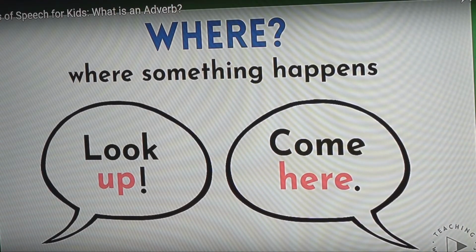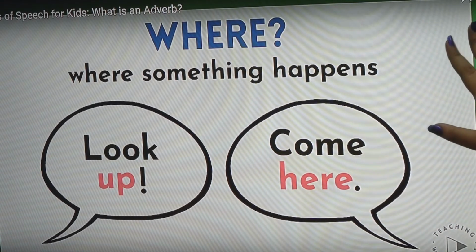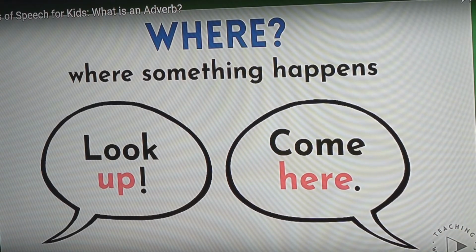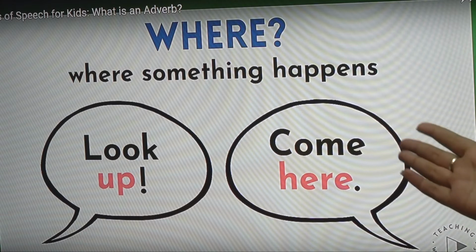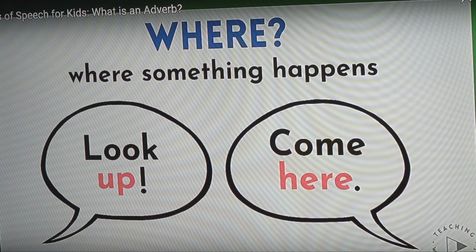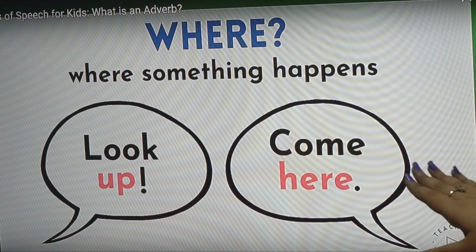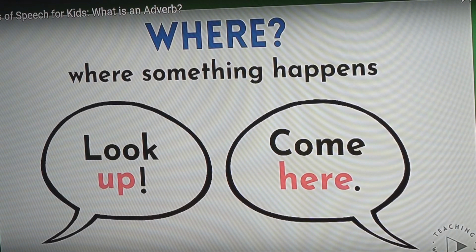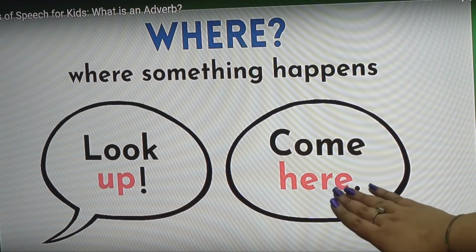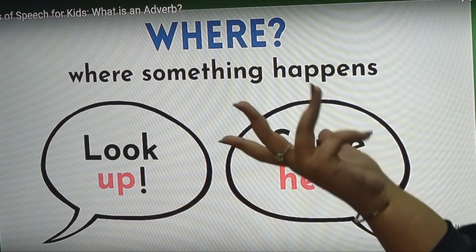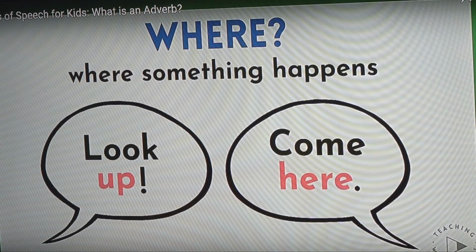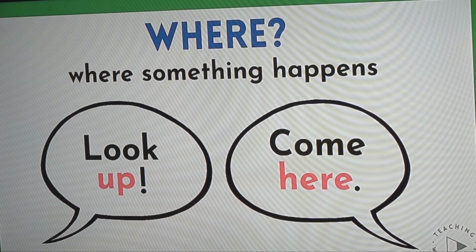Okay, the third function of an adverb is it can tell us where an action happened, right? Look up. There is a mouse. Come here. Come here. Let's have lunch. So here are the adverbs that tell you where the action happens. Okay? Can you think of any other adverbs that can describe where something happens? We will do the examples.